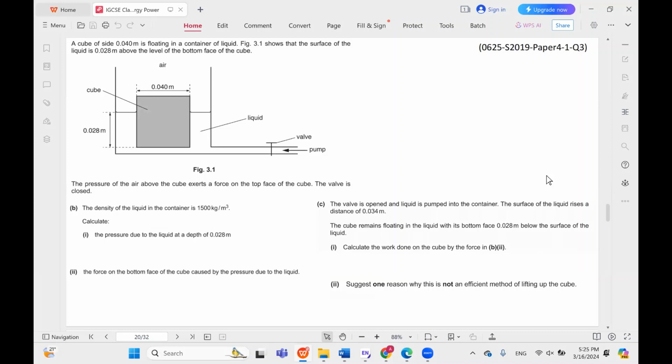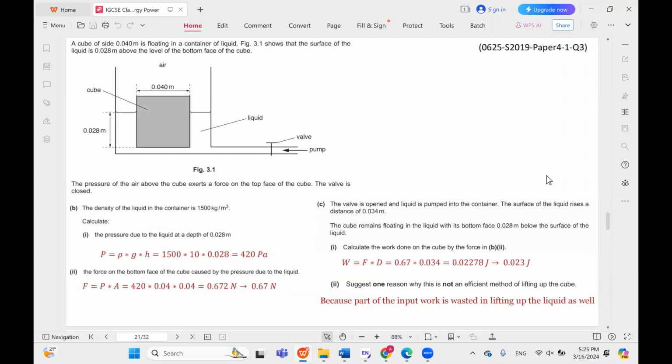A cube of size 0.04 is floating in a container of liquid. The figure shows that the surface of the liquid is 0.028 above the level of the bottom face of the cube. You want to find the pressure at a depth of 0.028. So the pressure due to the liquid at this depth is going to be simply rho gh.